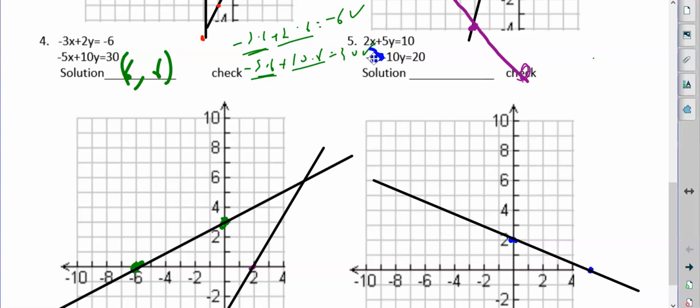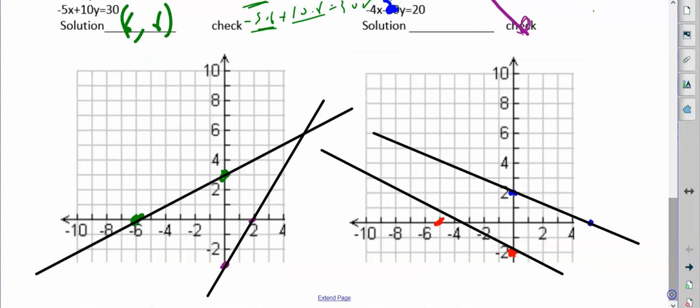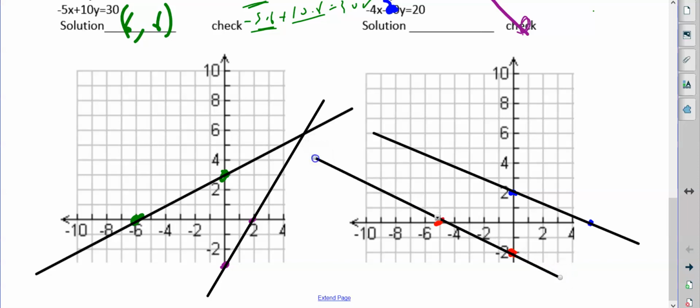Cover up the x. That's plus 10, right? No, it's minus 10. So divide by negative 10, y is going to be negative 2. Divide by negative 4, x is going to be negative 5. And it looks like they might be parallel. So let's check the slopes on these.